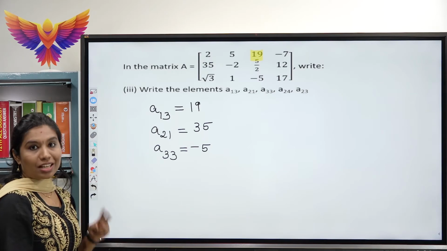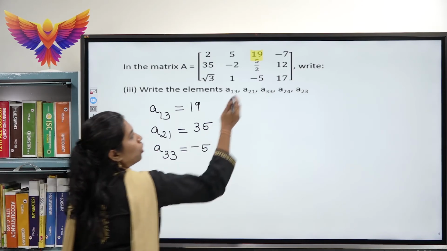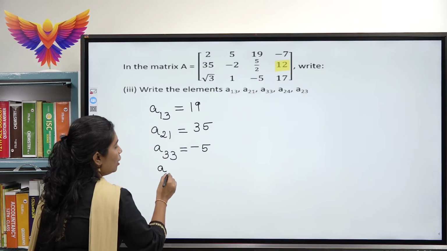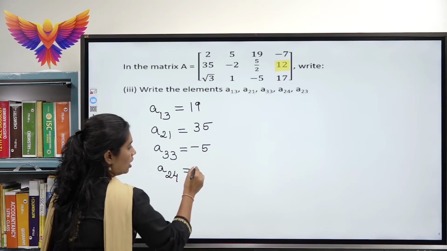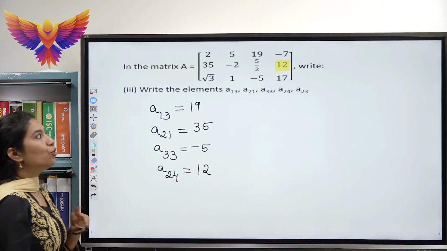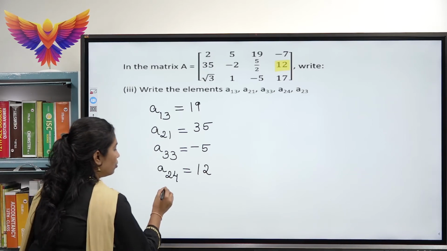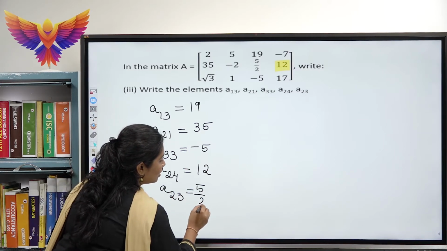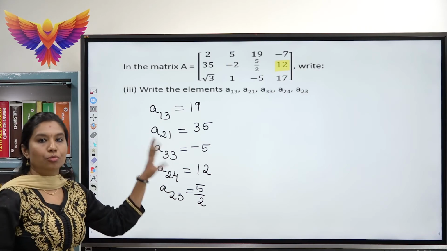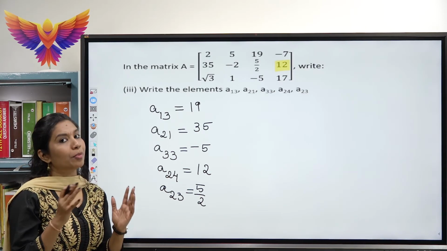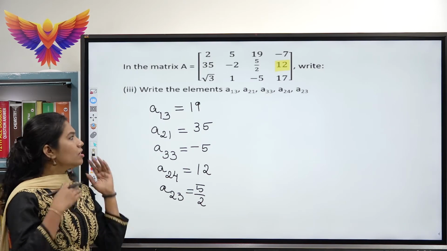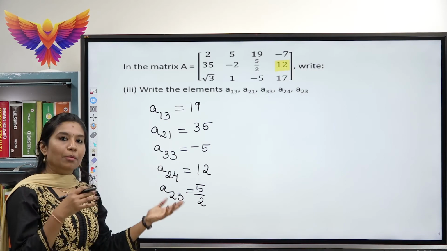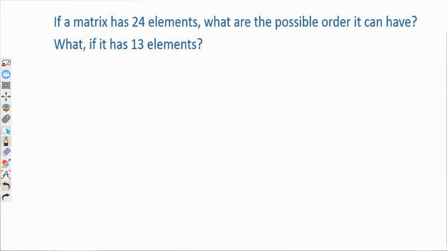Then A24, second row, fourth column. Second row, fourth column is this one. This is the second row and the fourth column is this. So I can say that A24 is equal to 12. Similarly, A23, second row, third column, so A23 is equal to 5 by 2. So this is what the address of a matrix denotes. In general, we have a certain way of representing it. When we have m rows and n columns, the same thing will be repeated. We'll be representing it as A, M, N or A, N, M, depending on the number of rows and number of columns.